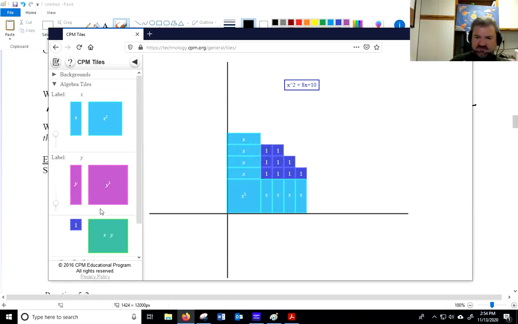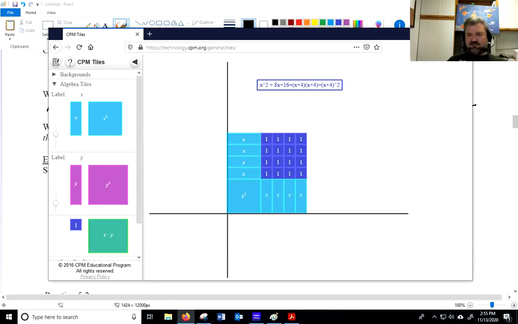So it turns out in this case, let's see here. That's 10 right there, right? So I'm going to have to add another 1, 2, 3, 4, 5, 6 to make this a perfect square trinomial. So if I change this to x squared plus 8x plus 16, it factors as x plus 4 times x plus 4, which we know as x plus 4 squared, right?